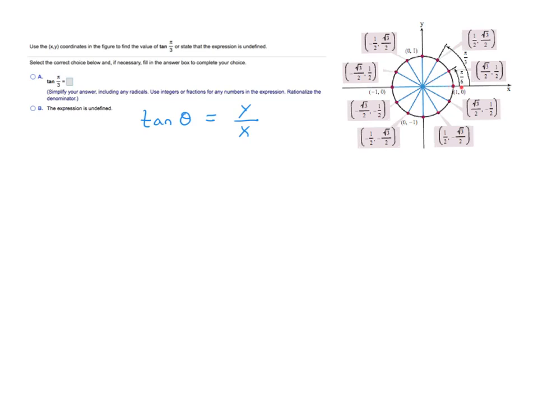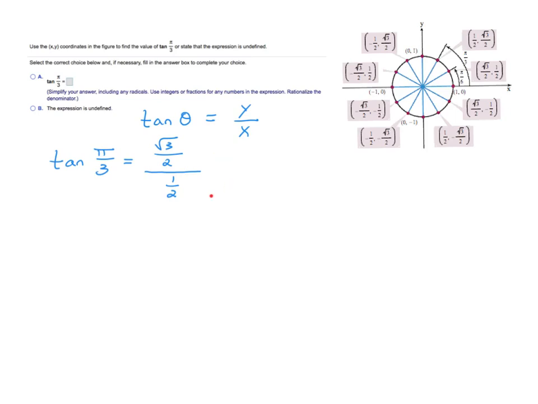So we start by rotating from the positive x-axis, going counterclockwise, and this is a rotation of pi over 3, which is 60 degrees. So we're talking about this point. The x-coordinate is a half, the y-coordinate is the square root of 3 over 2. I can take the y value and divide it by the x value. So let's write that out. Tangent of pi over 3 is equal to, okay, the y value is the square root of 3 over 2, and the x value is 1/2.